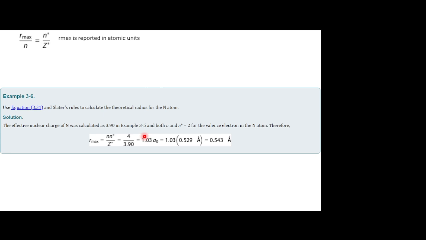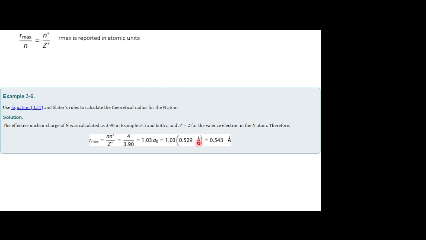The next thing we're going to do is we need to get Z. So the effective nuclear charge for nitrogen in the previous problem was actually calculated as being 3.9. And so you would put that in as 3.9 right there. We go ahead and do that math. 4 over 3.9, we get 1.03. Now note that that's going to be atomic units.